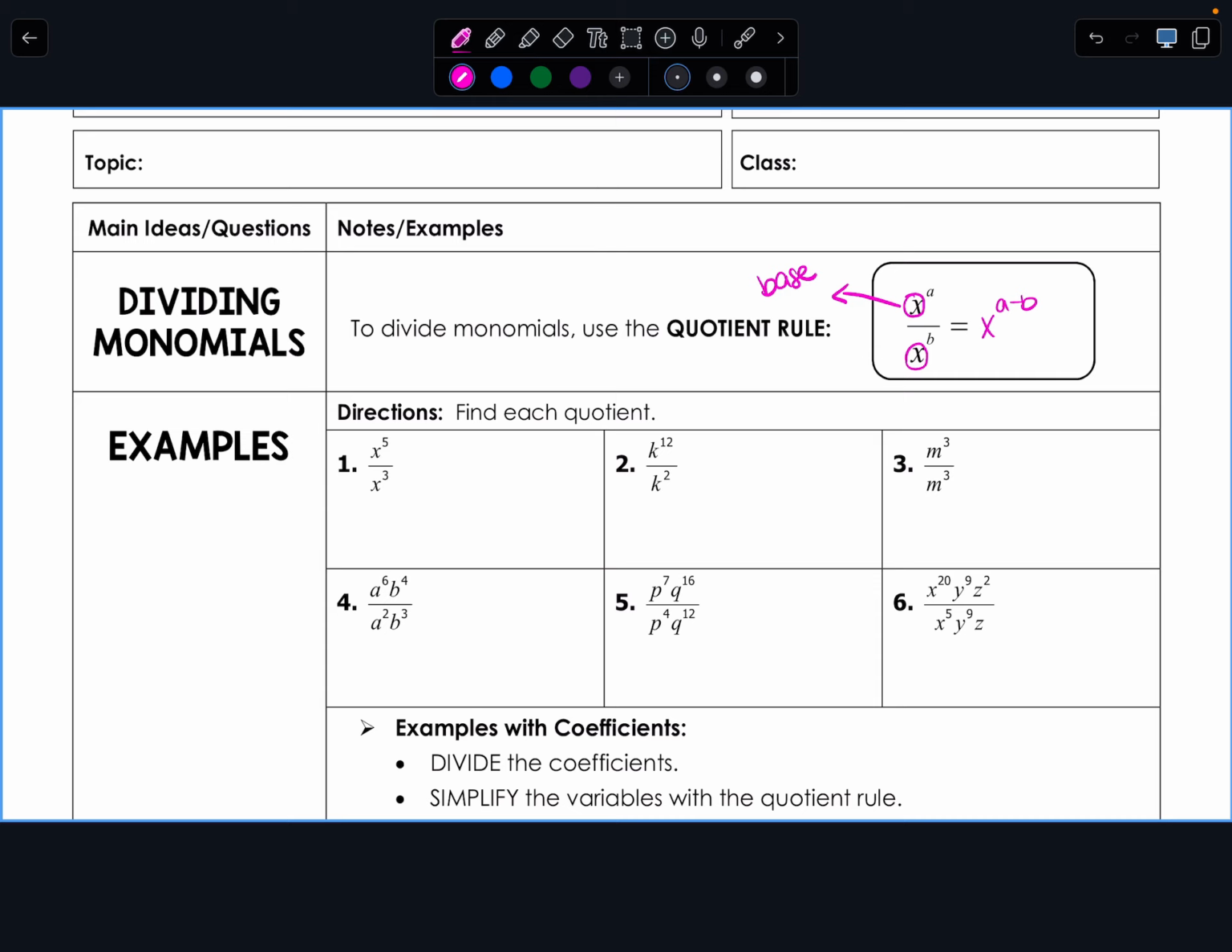Okay, let me also be clear. We have not talked about negative exponents yet. I think that's Monday. But when you do the subtraction, I want you to always have positive exponents. So like here, I'm going to move my k squared up and go k to the 12 minus 2, which is k to the 10th. I would not move my 12 down.